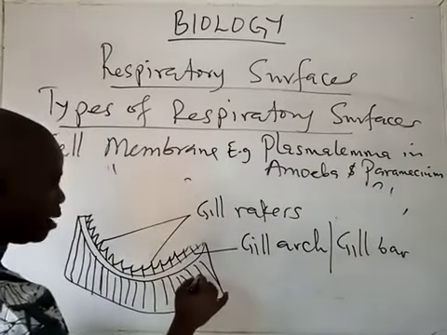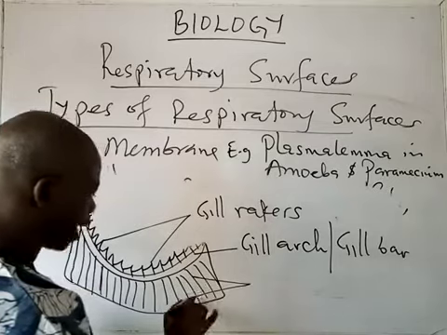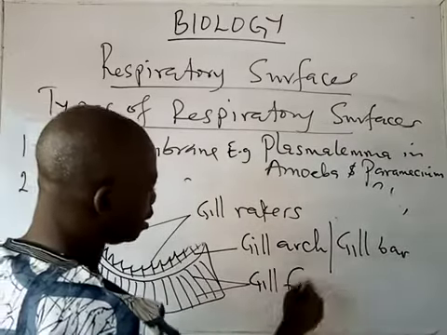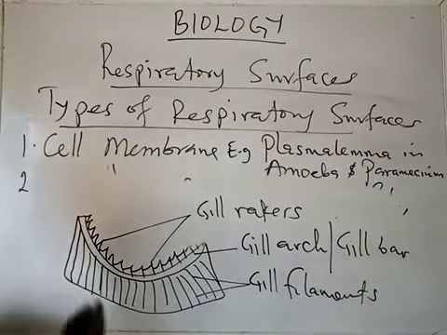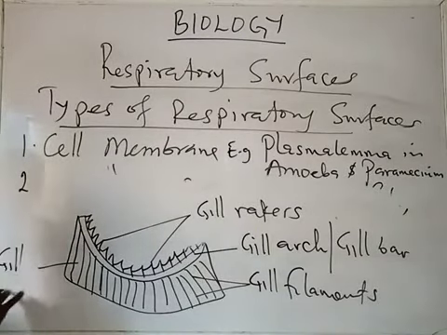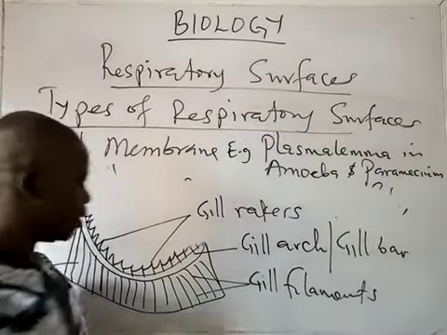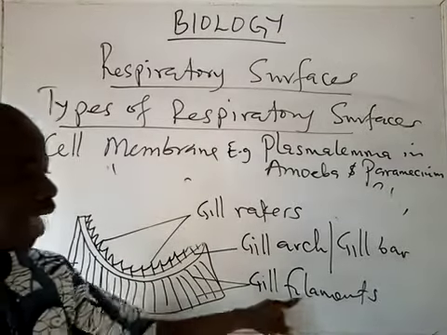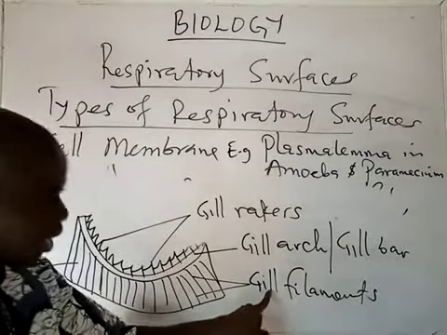We have each filament. We have a lot of them. This one, this another one. So these are the gill filaments, and then the gill lamella. Now it is in the gill filaments exactly that gaseous exchange takes place in the gill, particularly in the gill filament.